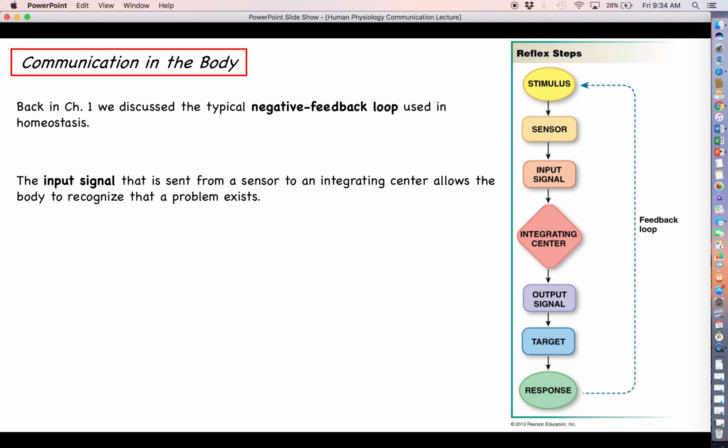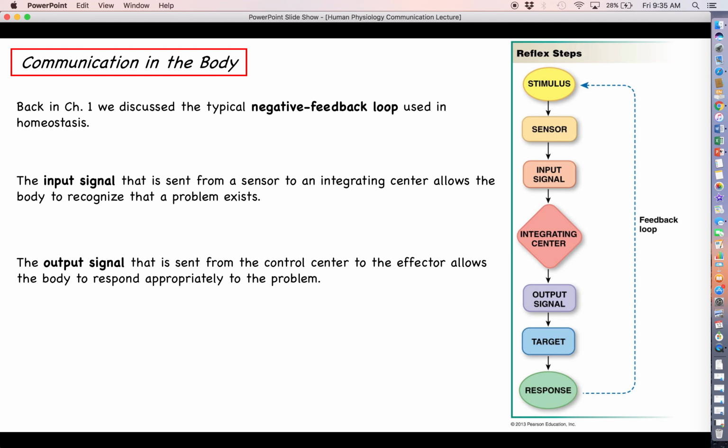However, that message that is sent from the sensor to the control center, which we call an input signal, can come in several different forms. That message, the input signal, allows the body to get the information that there is a problem. And then once the control center, in most cases the brain, recognizes that we've got a problem and this is how we're going to fix it, it has to send a message of its own. It needs to communicate with the effector, saying: you're the person, you're the tissue, you're the cell that's going to fix this, and this is how you're going to do it.